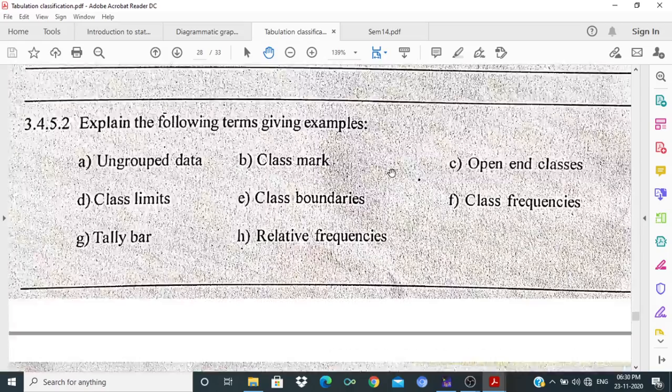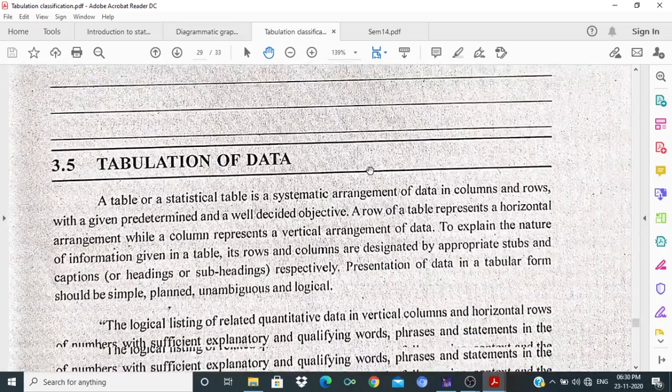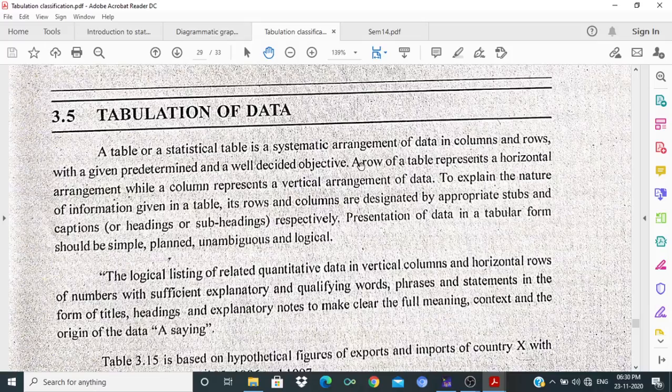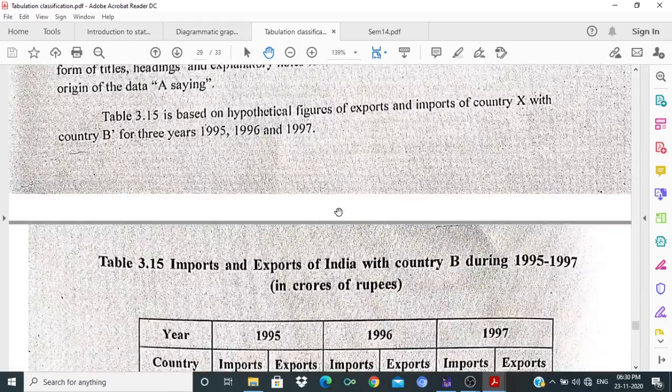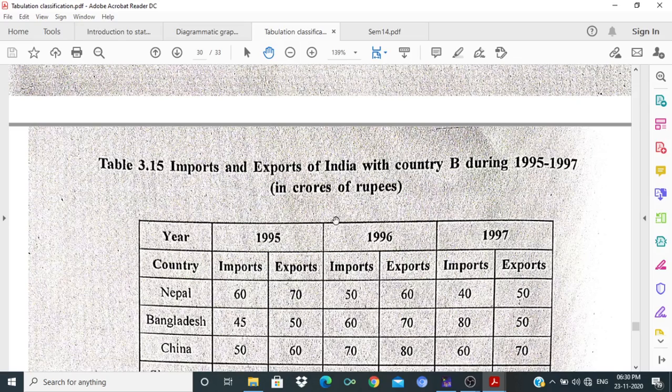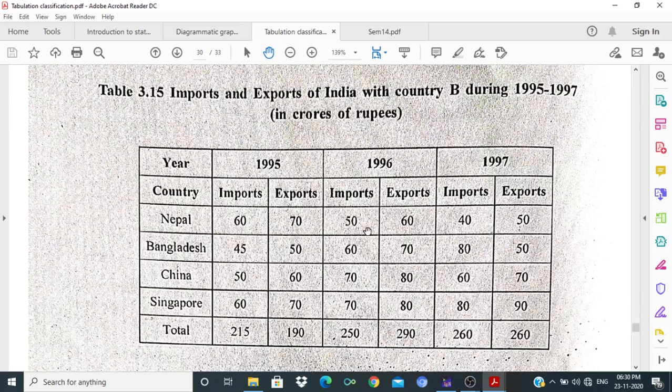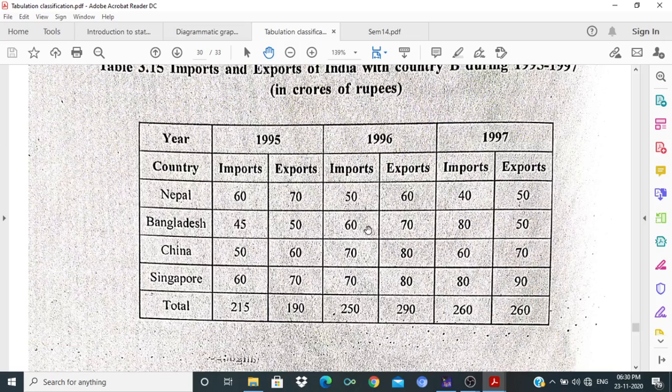After this, there is tabulation of data. First we need to classify the data and then tabulation is required. This is tabulation of data. Of course, classification and tabulation are not in our syllabus, but we use all these concepts in our statistical techniques, so I am just briefing all these concepts.